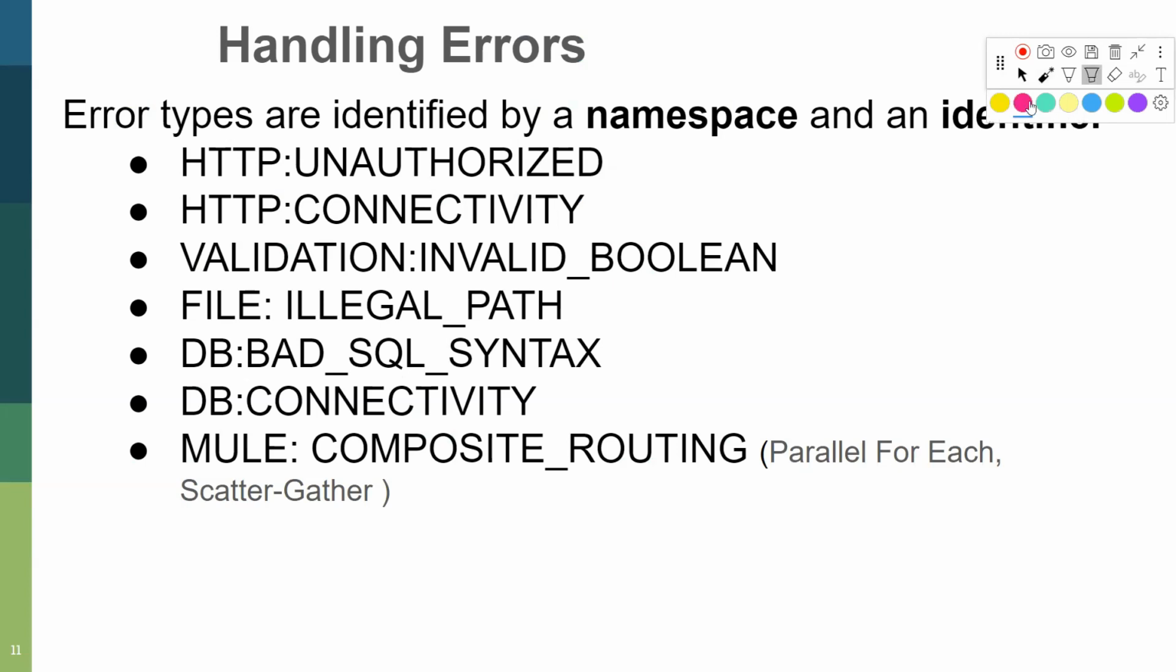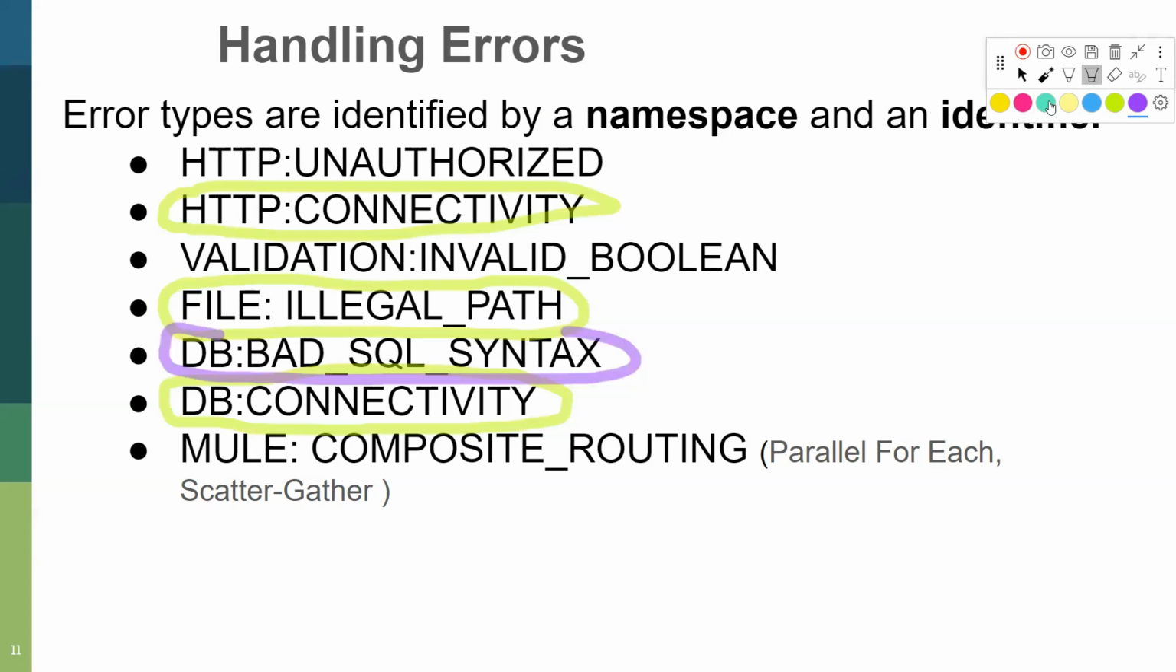So for example, so far in the different flows we ran, we saw HTTP connectivity with the HTTP request. We saw FILE illegal path when I provided a file name that doesn't exist. We also saw this DB connectivity error when my database was offline. And this DB bad SQL syntax is when your SQL has an error.